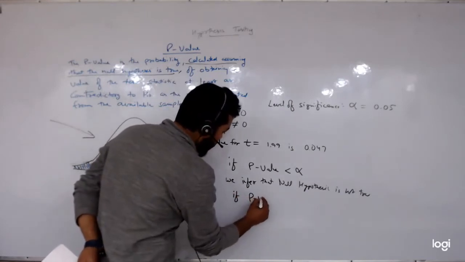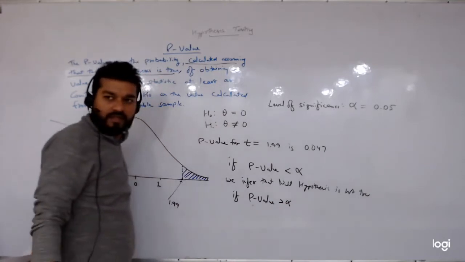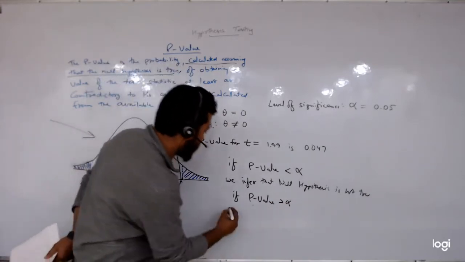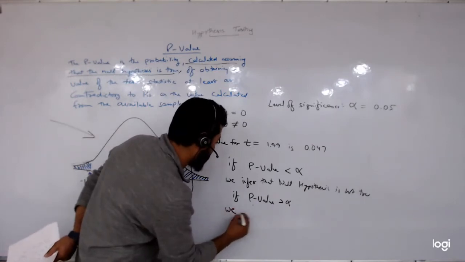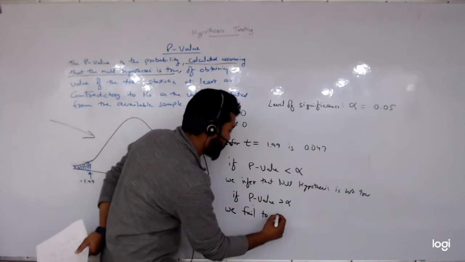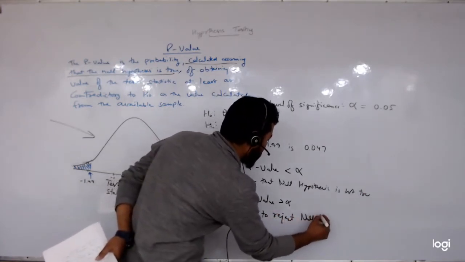And if p-value is greater than alpha, okay, then we say we fail to reject the null hypothesis.